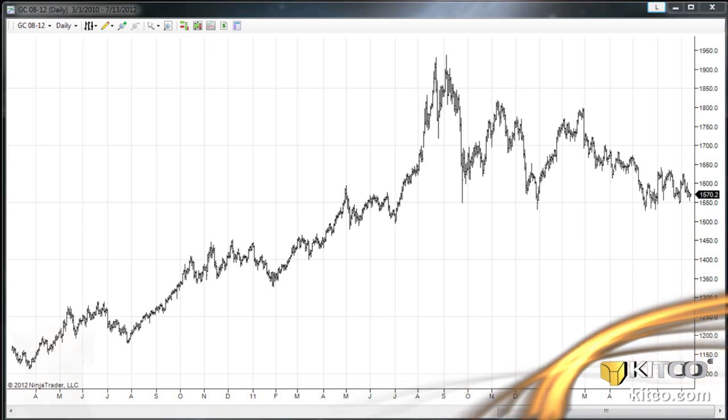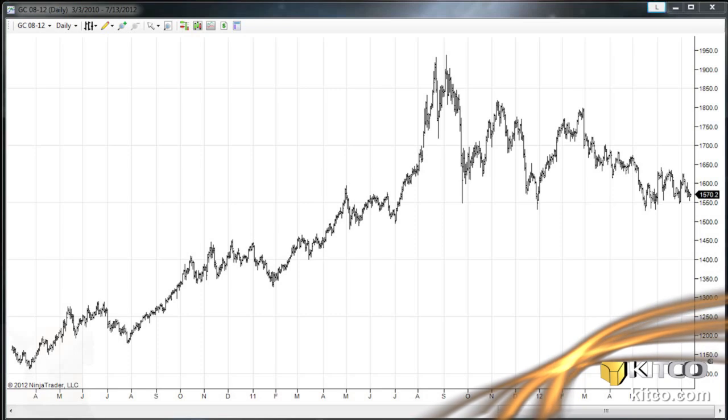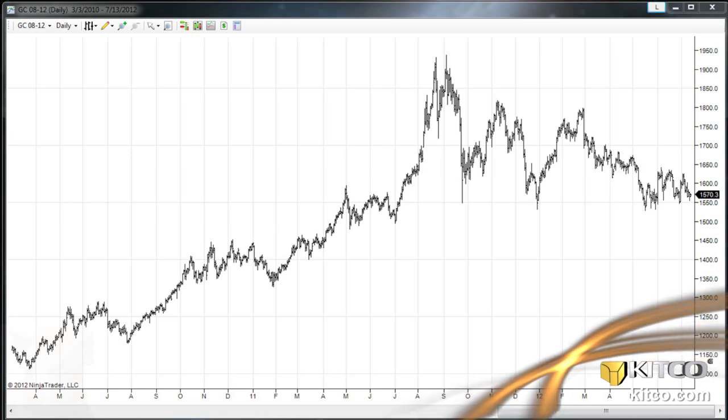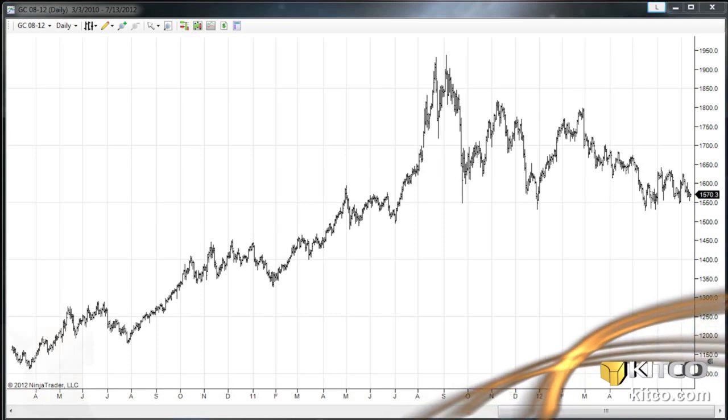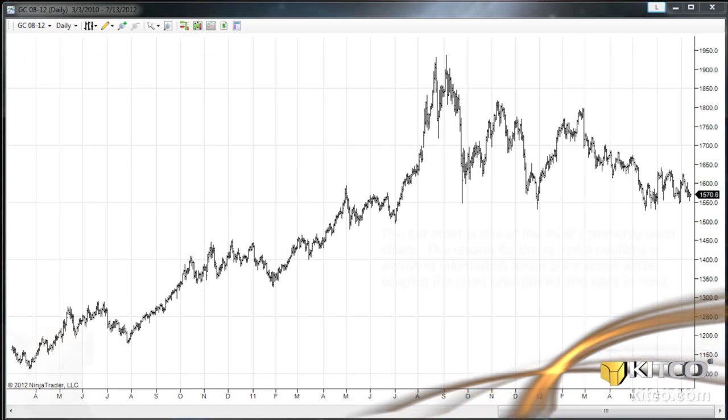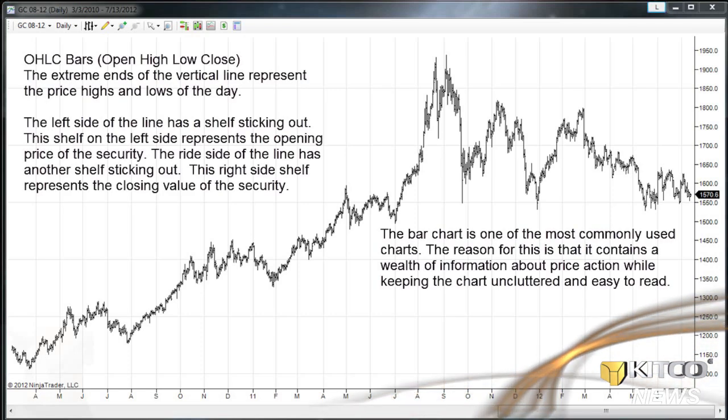We're going to start at the beginning and really look at different types of charts. I really want to hone in and specialize on a Japanese type of charts called Heikin-Ashi. I want to start at the beginning and take a look at a simple bar chart.